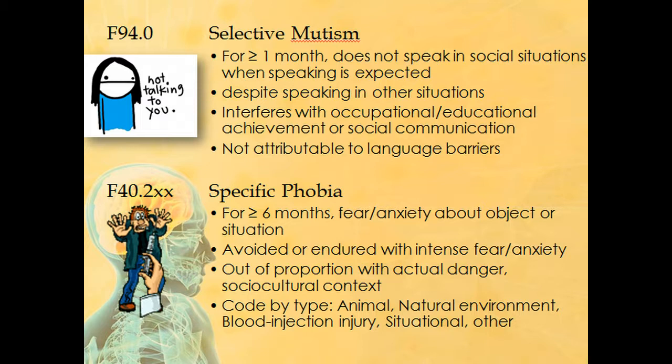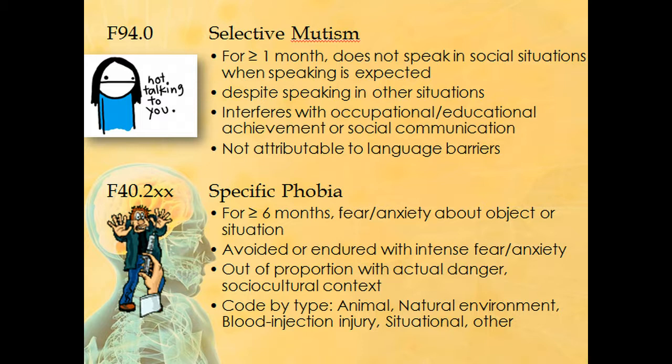There's a caveat here that selective mutism cannot be attributable to language barriers, meaning if someone just cannot speak English as their first language and English is the language spoken in the predominant social context, that person doesn't have selective mutism, they just don't understand the language.